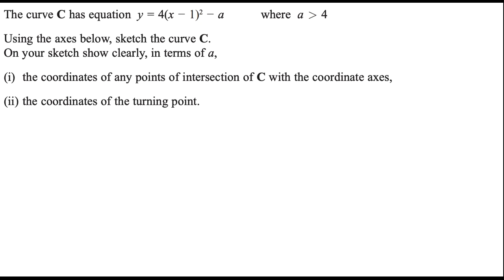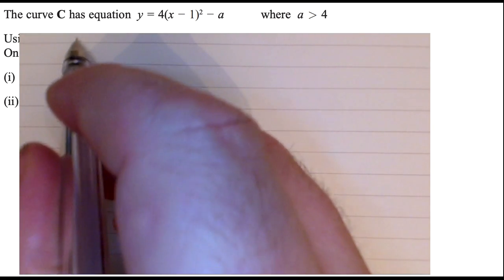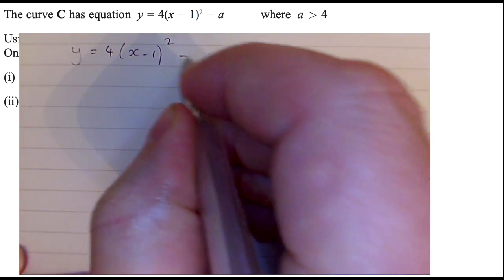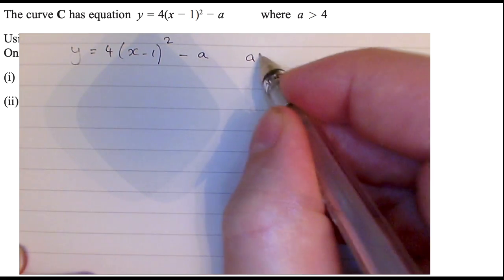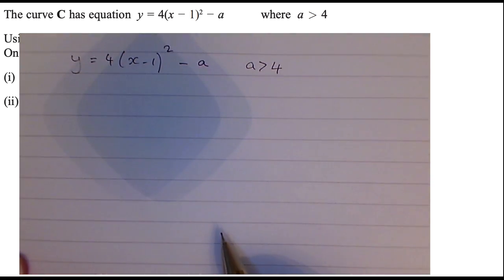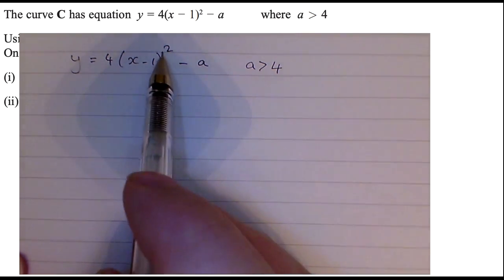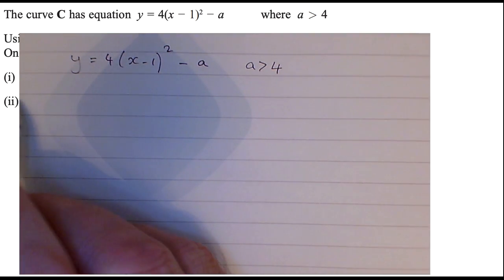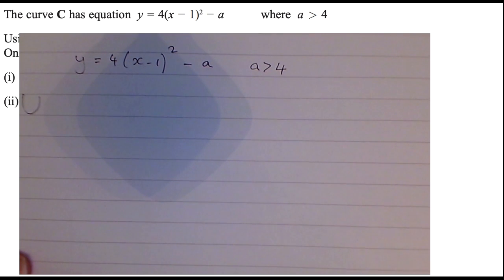Okay, so with sketching graphs, you want to think about the general shape first of all, and we can see we've got a quadratic. Now, if it's a positive x squared, it's going to be a happy face, isn't it? And if it's a negative x squared, it's going to be a sad face. So it looks like we've got a positive x squared here. So the general shape of this graph is definitely going to be a happy face, and that's important to know. All right. And so that's the general thing.